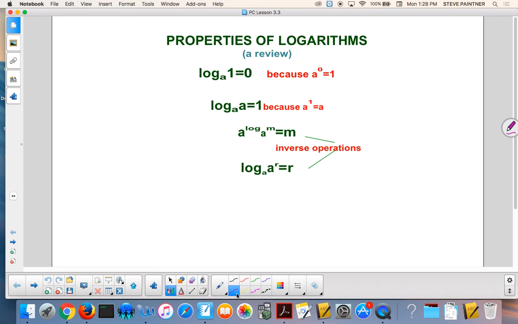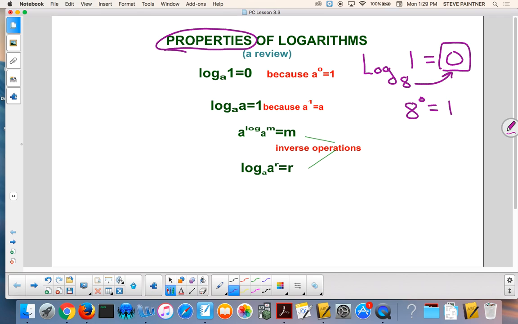These are not the properties that 3.3 is talking about, but this is just us talking last week. Last week we talked about all of these properties. The log of 1 base A is always going to be what? 0. Does that make sense? Log of 1 base anything is going to be 0. Why is that the answer? Because 8 to the 0 is 1. Remember we did this last week? 8 to the 0 is 1. It should make sense.